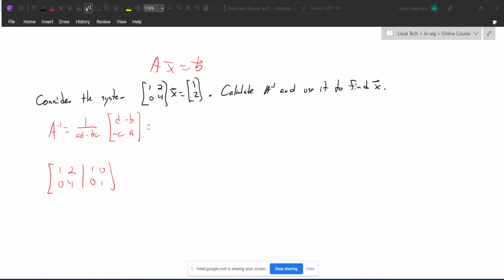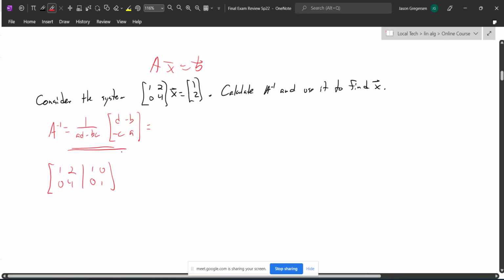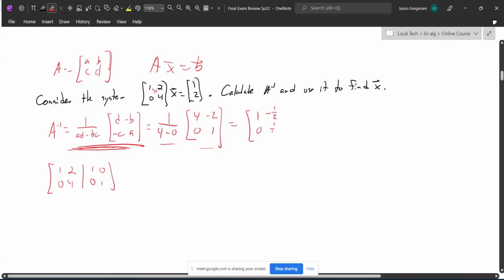There are two ways I can calculate the inverse. I have a formula for 2 by 2 matrices that says if A is some matrix a, b, c, d, then this would be my formula for the inverse. I would take 1 over the product of the main diagonal, 4, minus the off-diagonal product, which is 0, times the matrix I get when I switch the values on the main diagonal and change the signs on the off diagonal. So in this case, I would get 1/4 times this matrix. It would be 1, negative 1/2, 0, and 1/4. This would be my inverse matrix.